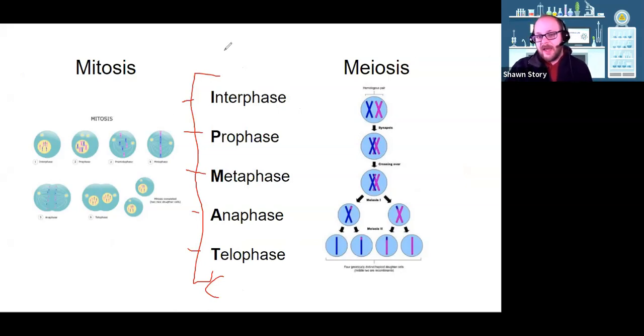So one of the activities that we have today, if we go over to the homework, I have some readings that we have over mitosis and meiosis.